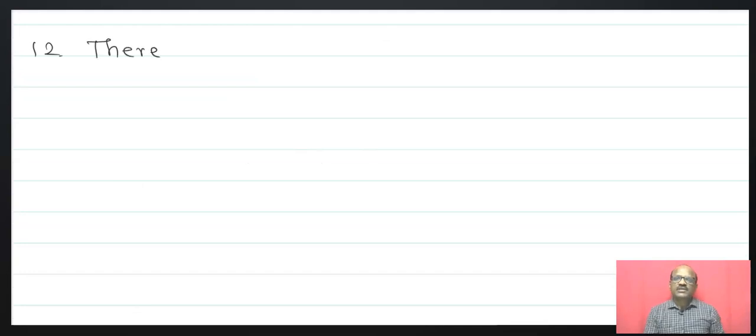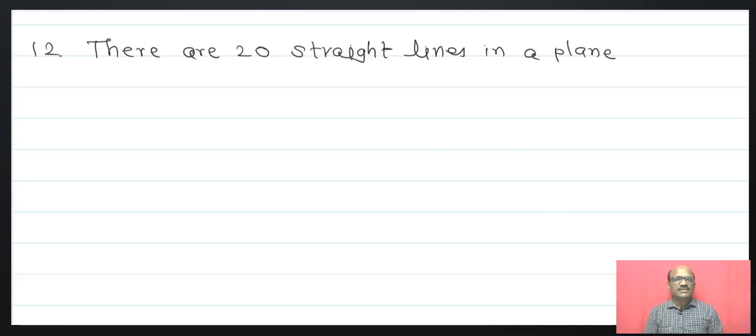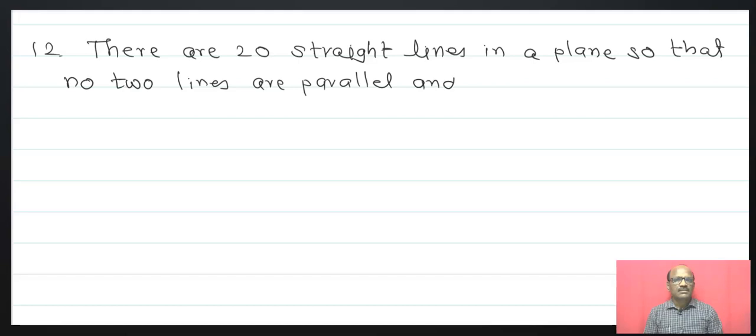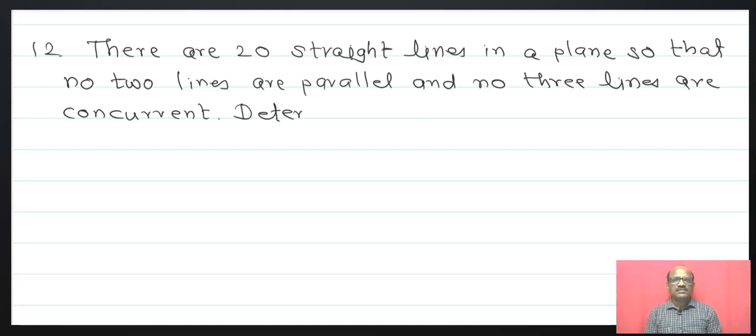Now question number 12. There are 20 straight lines in a plane so that no two lines are parallel and no three lines are concurrent.